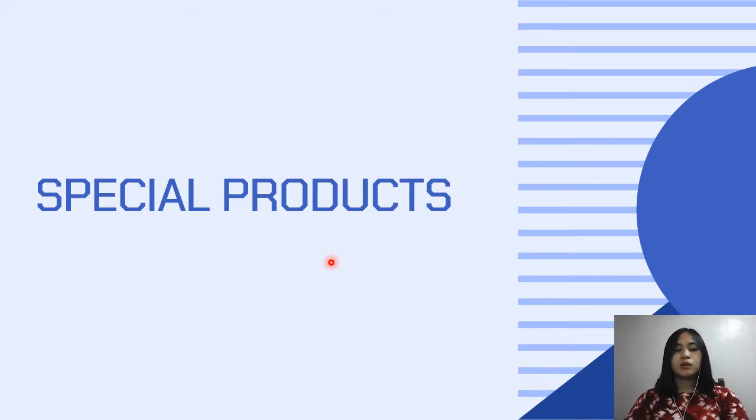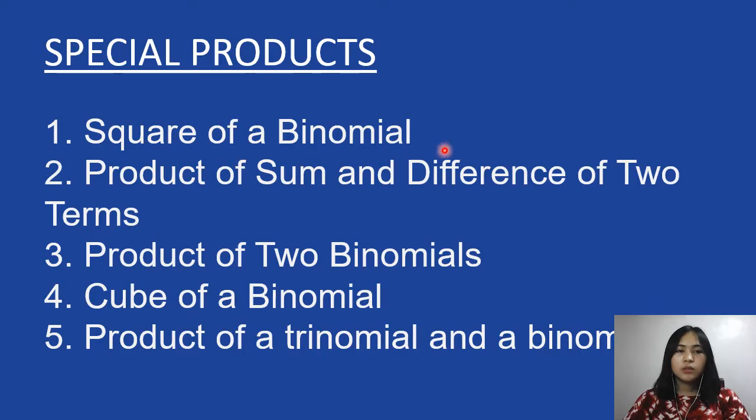So the special products will be tackled again. We will review what special products are. In special products, we have to remember these 5 terms. First, we have the square of a binomial. Second, product of sum and difference of 2 terms. Third, product of 2 binomials. Fourth, we have cube of a binomial. And fifth, product of a trinomial and a binomial.